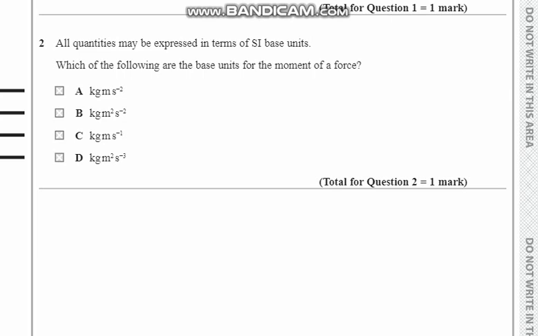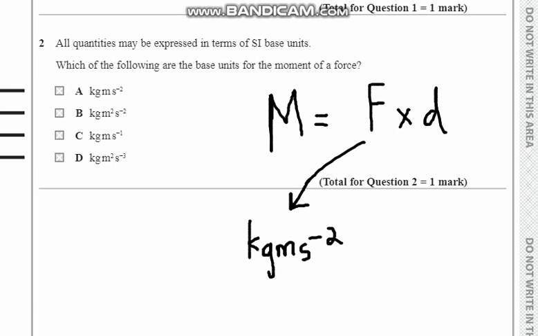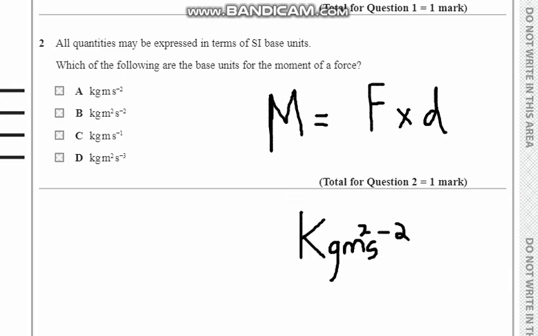Moving on to the second question: all quantities may be expressed in terms of SI base units. Which of the following are base units for the moment of a force? What we'll do is always write the formula out. So moment is equal to force times distance, and force can be written as kg meter per second square. When we multiply them we get kg meter square per second square, and we can clearly see that B is our answer. It's not D, and it's not A, because A is for force, and force equals ma, so kg meter per second square is for ma. So B is our answer.